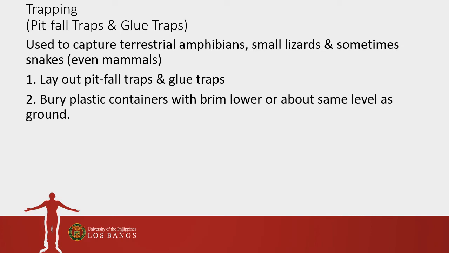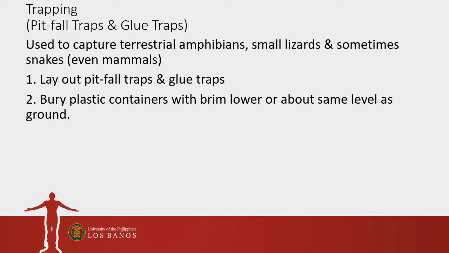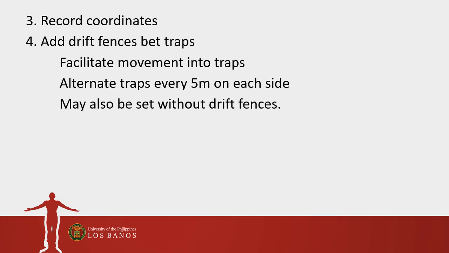Pitfall traps and glue traps are used to capture terrestrial amphibians, small lizards, and sometimes even snakes, and even small mammals. Lay out pitfall traps and glue traps. Bury plastic containers with brim lower or about the same level as the ground. Space the traps 5 meters apart. Cover the trap with natural roofing material. You may add drift fences between traps. This will facilitate movement of the animals into the traps. Alternate traps every 5 meters on each side.